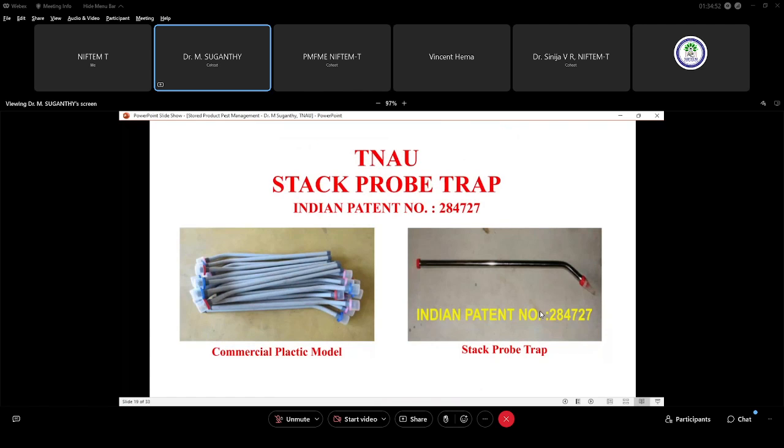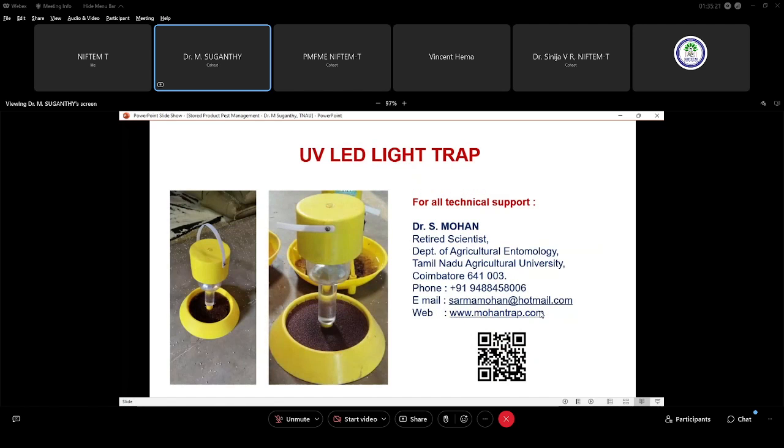This is called the TNAU stack probe trap. It is a commercial plastic model and it is also a patented product. It can be inserted in between the stacks, because every time we cannot remove the stack and check for the presence of insects. So if we place this stack probe trap, definitely we can see the level of infestation by these insects. Here I have given the UV LED light trap. This is also used in the godowns for monitoring storage pests.